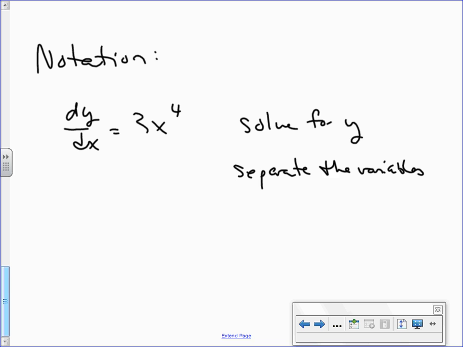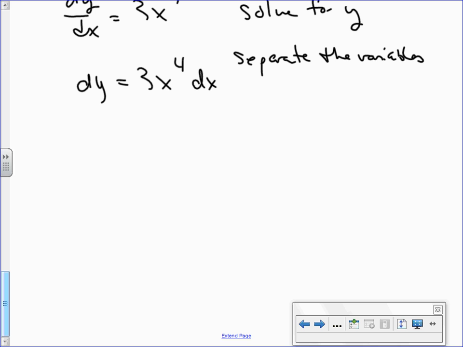That means we want anything with a y on one side and anything with an x on the other side. So you basically multiply both sides by dx, which leaves you with a dy here and then 3x to the 4. Now a little disclaimer. Sometimes you can't do this, but that's in higher level classes. Anything that you see in this class, you're going to be able to do this. There are some situations where this is not allowed, but it's outside the scope of this course. But I just want to make sure I said that.